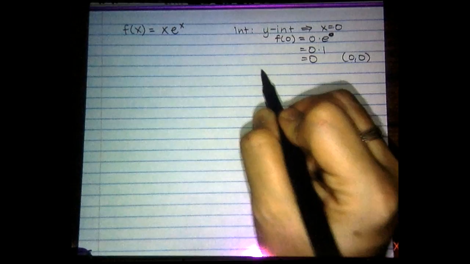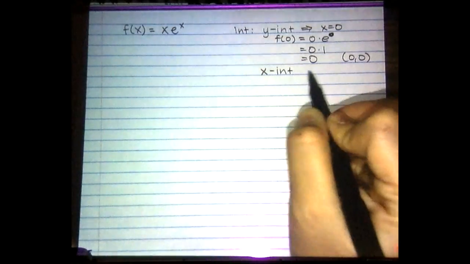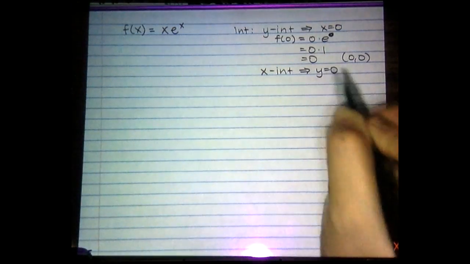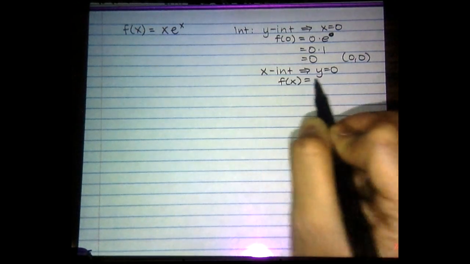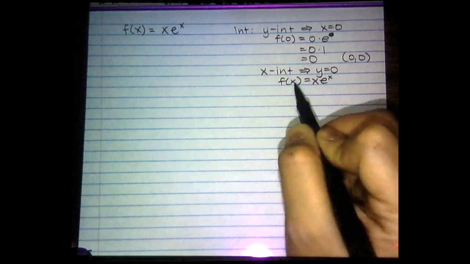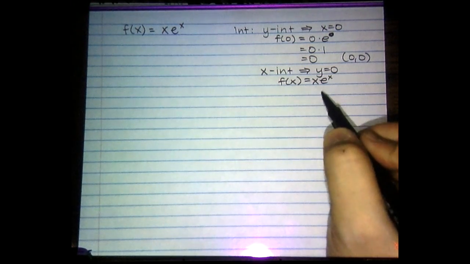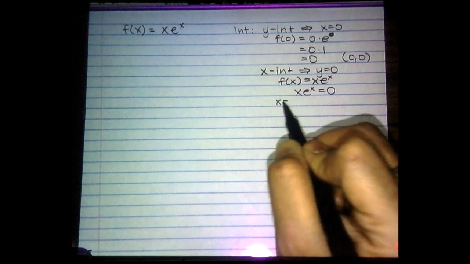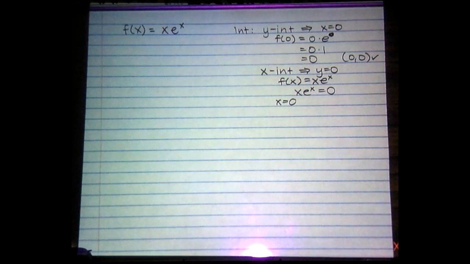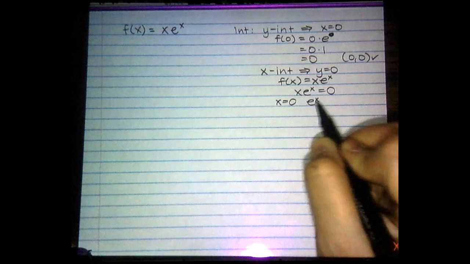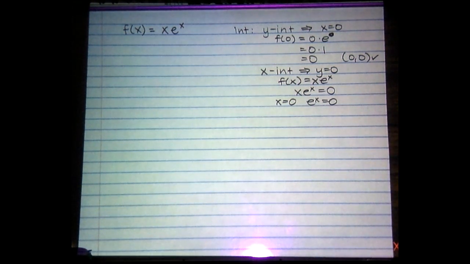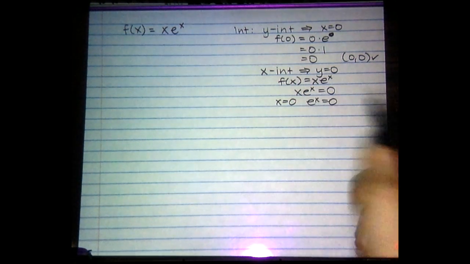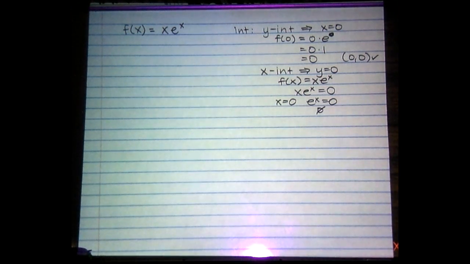We should check to see if there are any more x-intercepts, which would imply setting y equal to 0. And so we're going to try to see if f of x, x e to the x, equals 0. If x e to the x equals 0, either x is 0, we already knew that, or e to the x is 0. Now think about, when does e to the x equal 0? And you're right, never. e to the x looks like this guy right here. We know that will never cross the x-axis.